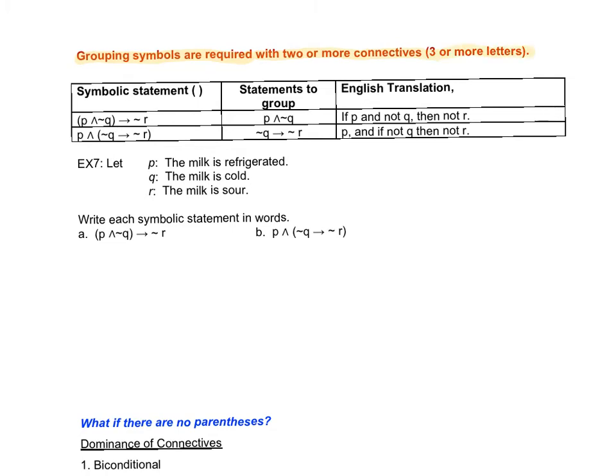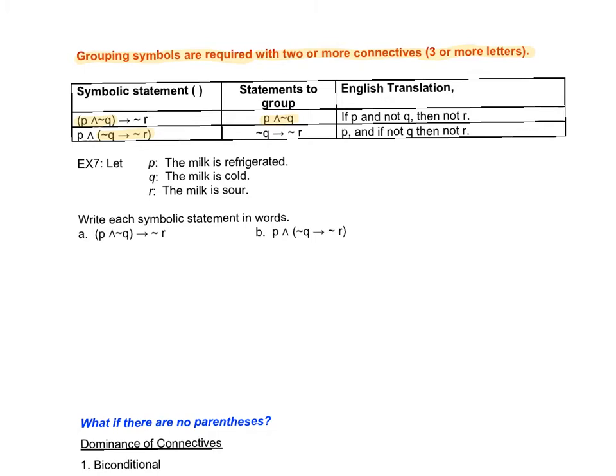In this table, you see that I have P and not Q, arrow not R. The difference between the two is in the first example, I've used parentheses to group the first 2 statements. In the second example, I've used parentheses to group the last 2 statements. Notice that I have 2 connectives, 3 letters. I need grouping symbols. And in this case, the grouping symbols that I'm using are parentheses. In the first case, I'm grouping together P and not Q.